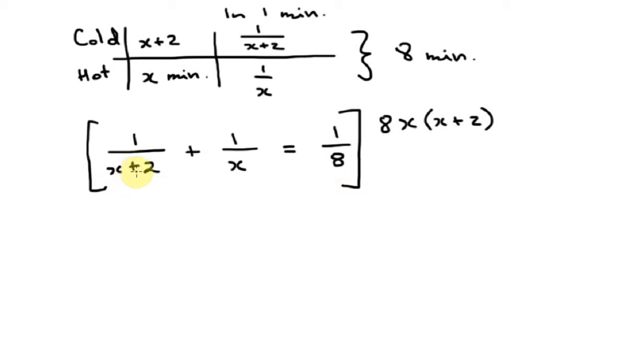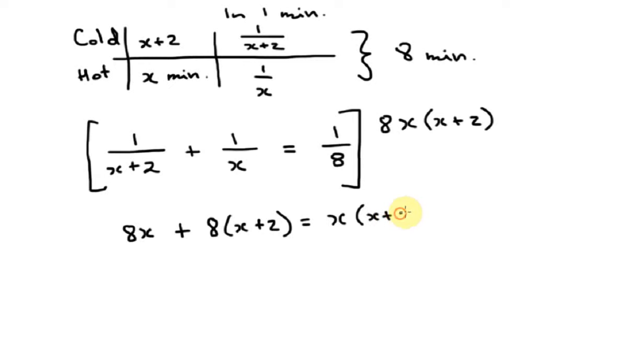So the first term, the X plus 2's cancel, and I'm left with 1 times the 8X. So this first guy just turns into 8X. Then plus, now the X cancels with this X, and I still got the 8, and I still got the stuff in brackets, X plus 2. And then finally on the right side, only the 8's cancel, so I'm left with the X times the X plus 2.